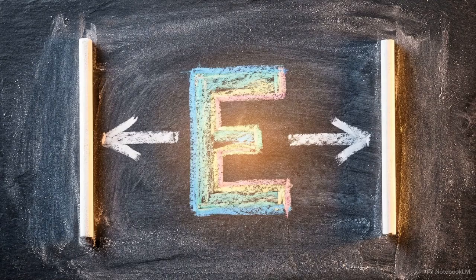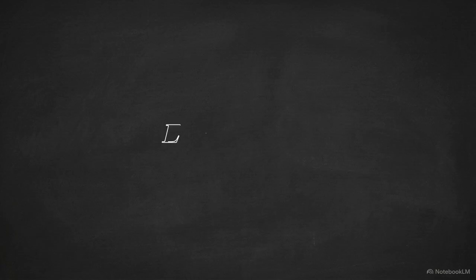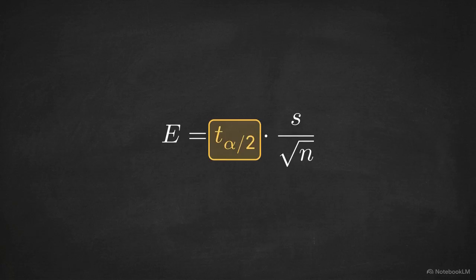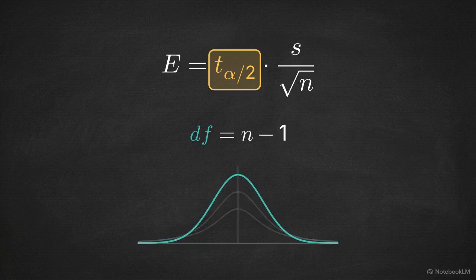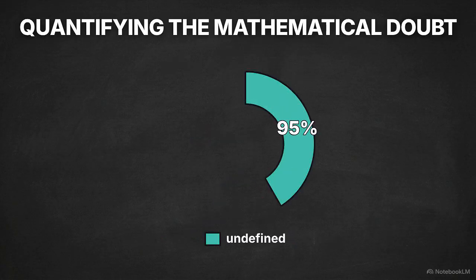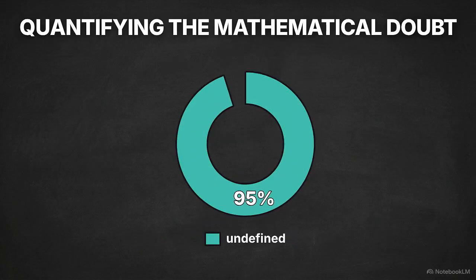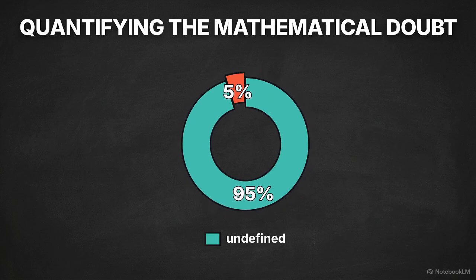With the t-distribution established, we can calculate the exact margin of error E to define our boundaries. The formula multiplies our sample's standard error by a critical value, denoted as t alpha over 2, dictating the interval's width. To find this t-value, we calculate degrees of freedom, our sample size minus 1. This selects the exact curve for our dataset. Next, we set our confidence level, such as 95%. The remaining 5%, the mathematical doubt, is represented by alpha.